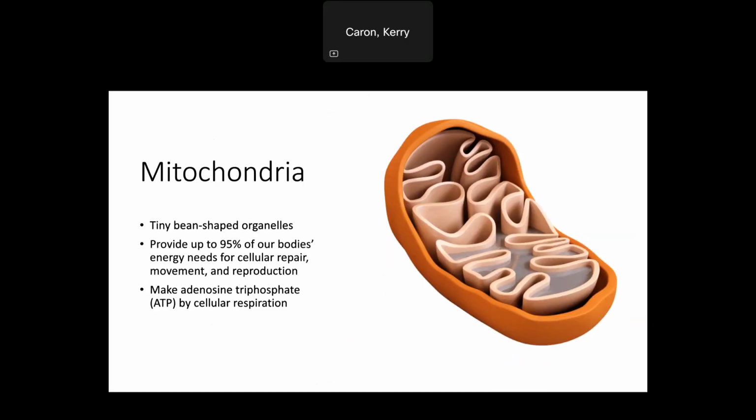Your mitochondria, tiny and bean-shaped. If we use the analogy of a school building, this is the furnace, the energy plant, okay? 95% of our body's energy, cellular respiration, which we just talked about, repair, movement happens here. These make ATP. ATP equals energy, and is adenosine triphosphate. So without mitochondria, we don't make energy.